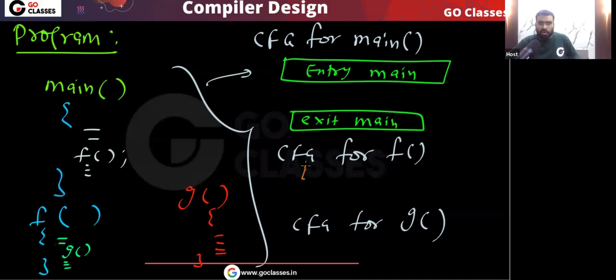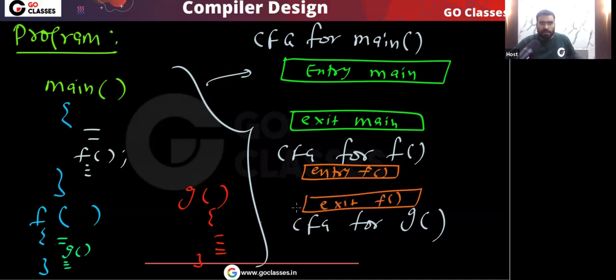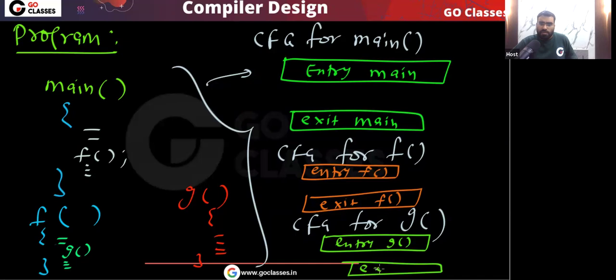Similarly, there will be an entry node of function f. Why do we put entry and exit nodes? Because remember, for every procedure, a control flow graph is created. Are you getting the idea why the entry and exit node is put in the control flow graph? So it is a very simple point.